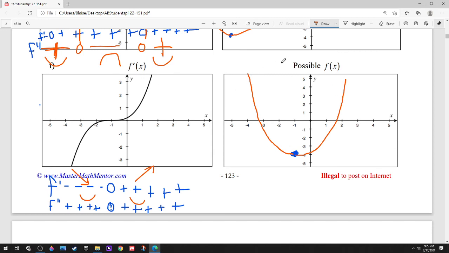Here's the thing, ladies and gentlemen. What do I take the derivative of to get an x cubed looking thing? I take the derivative of an x to the 4th looking thing. X to the 4th and x squared look pretty similar, so it wasn't actually surprising to me that I got a parabola-ish thing.